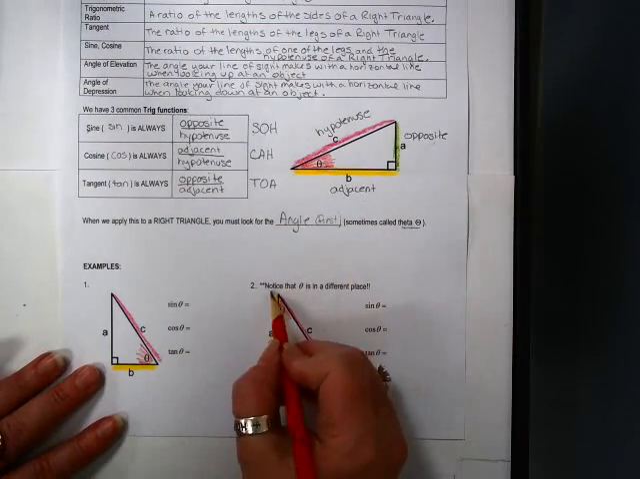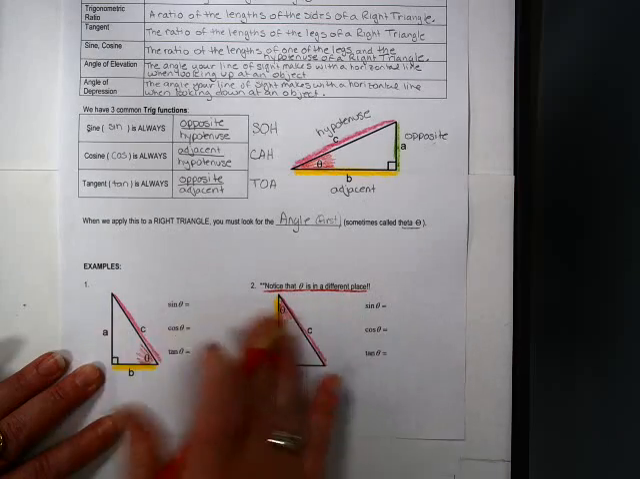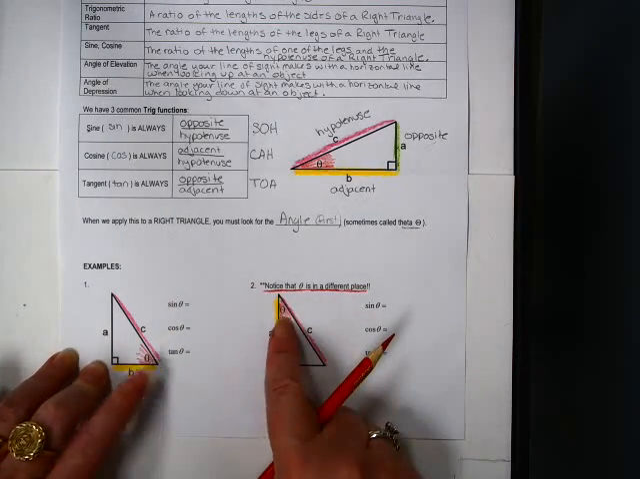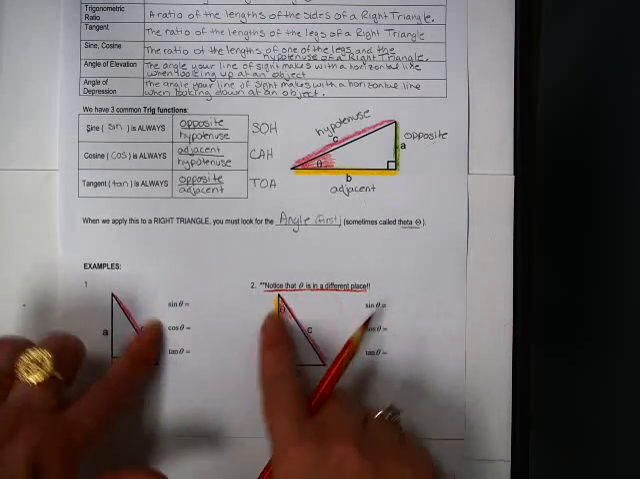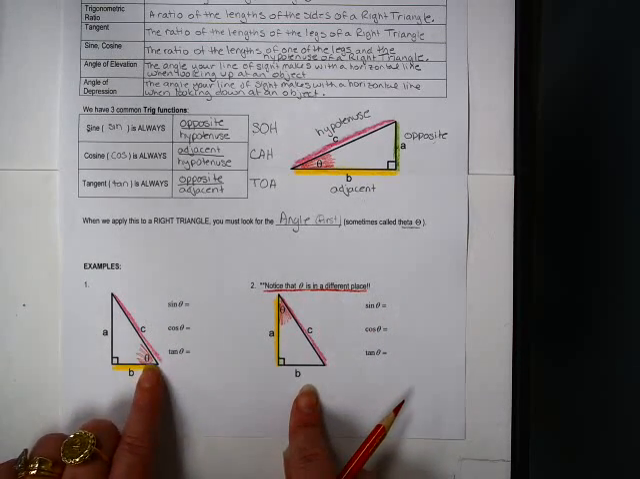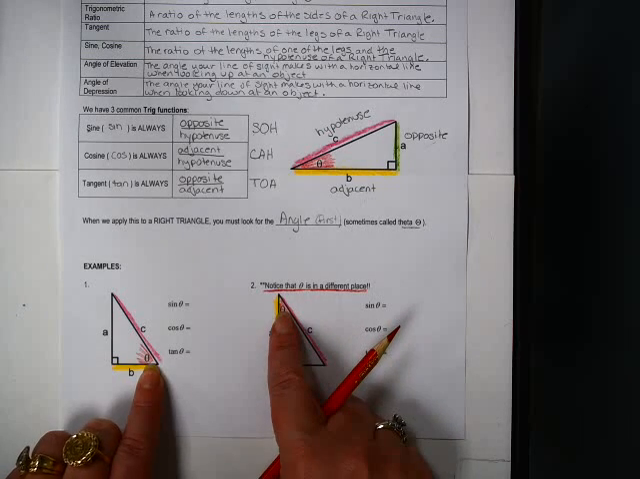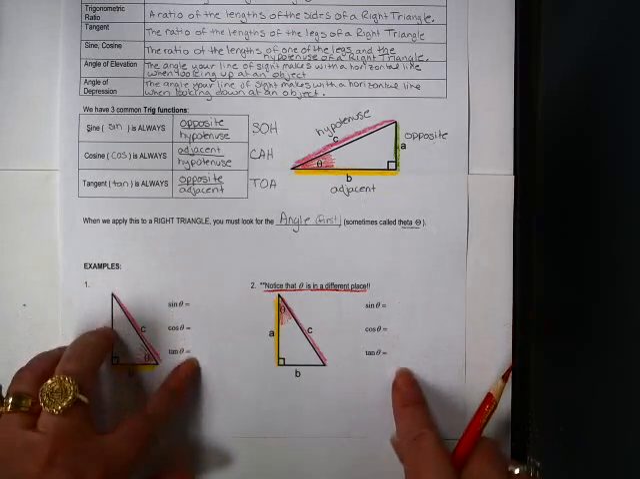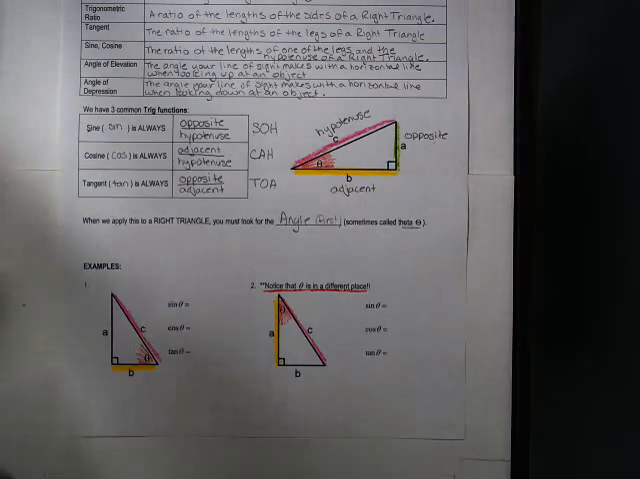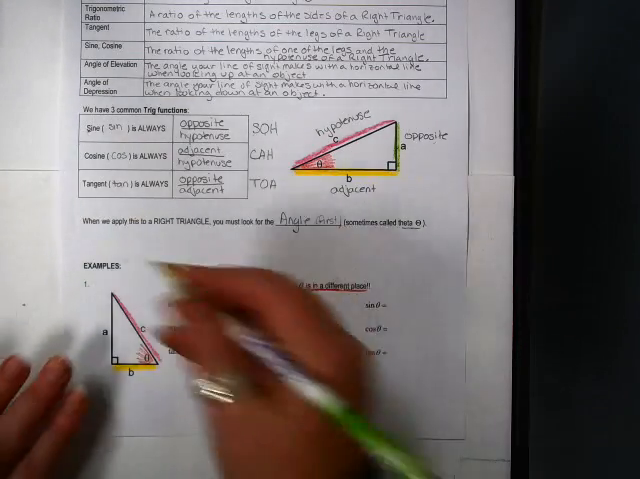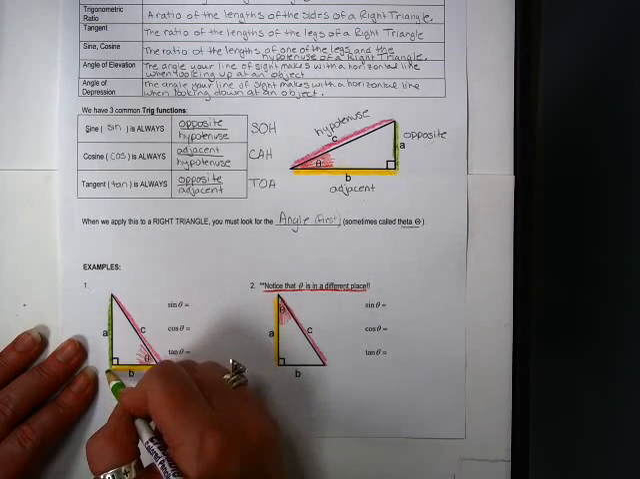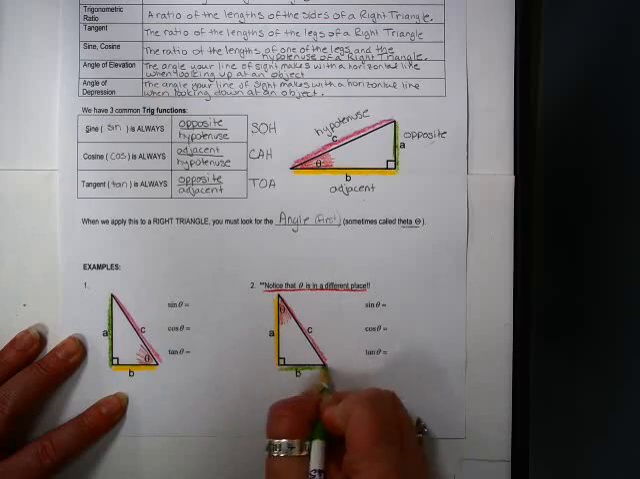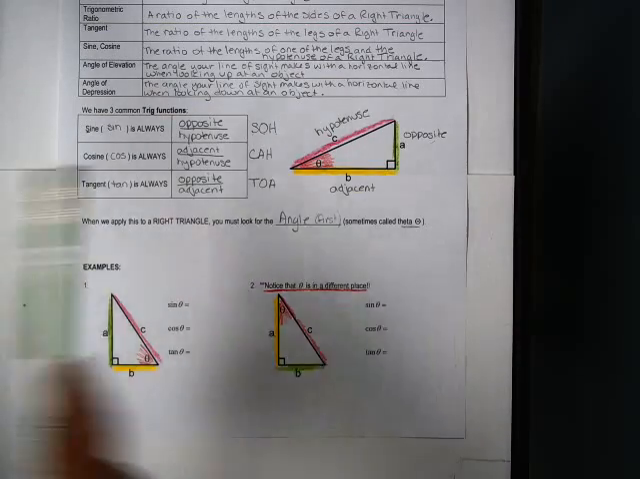Make sure you notice that in between these two examples, the placement of theta changes. These are the same exact triangles, but here we're talking about theta down here, and now we move theta up here. And you'll see that these ratios will change. Now this over here is across from theta, so that's the opposite side. And this would be across from theta, so that's the opposite side.